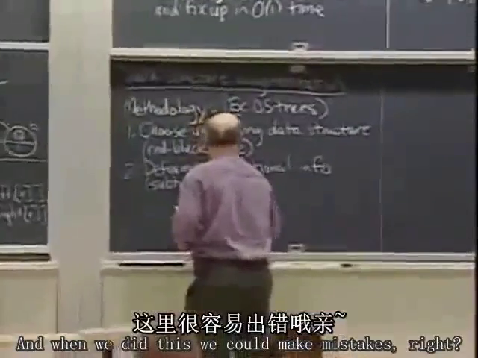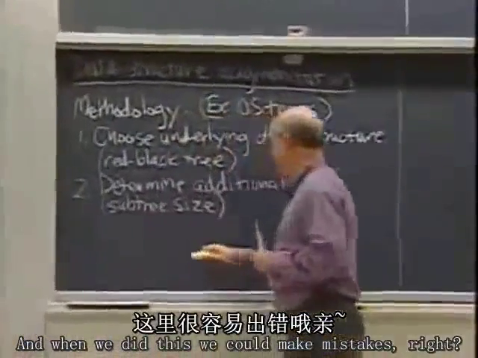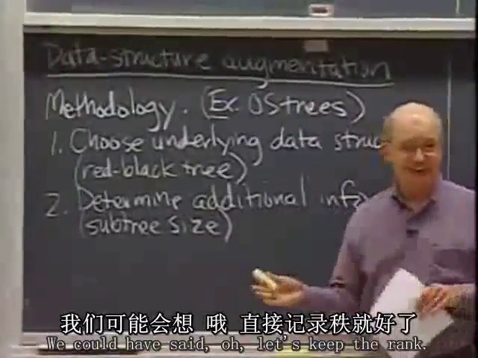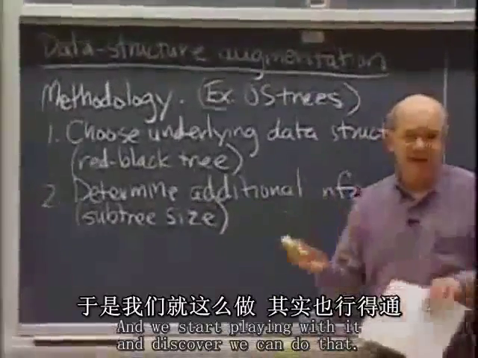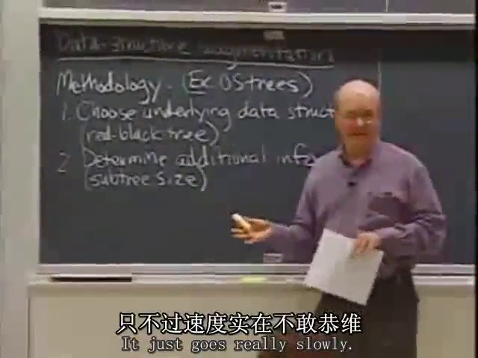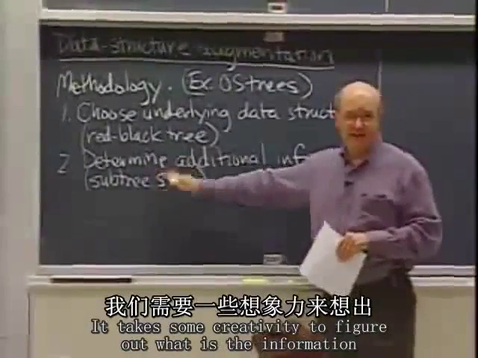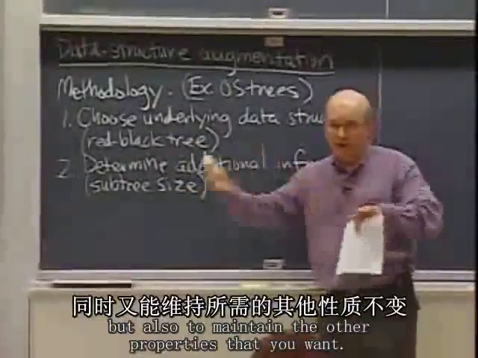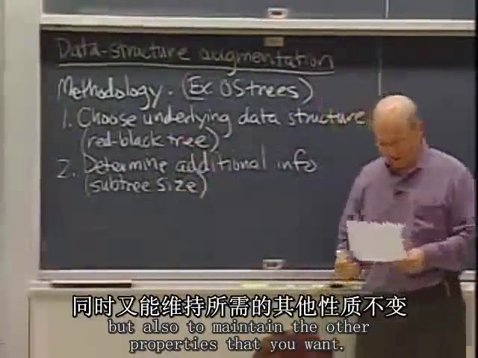And when we do this, we could make mistakes, right? We could have said, oh, let's keep the rank. And we start playing with it, and discover, well, we can do that, it just goes really slowly. So it takes some creativity to figure out what information you're going to be able to keep, and also still maintain the other properties that you want.